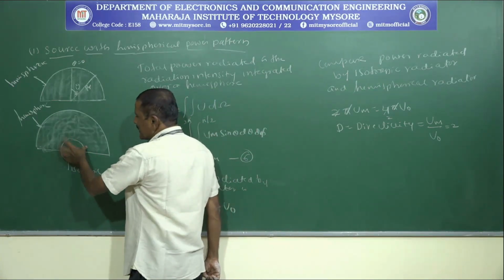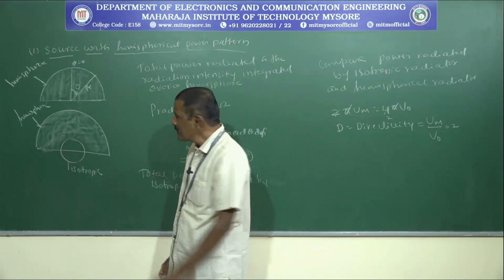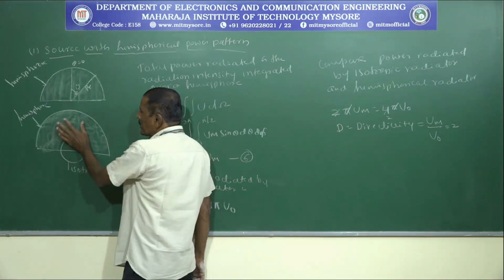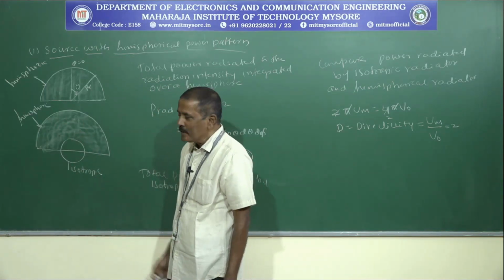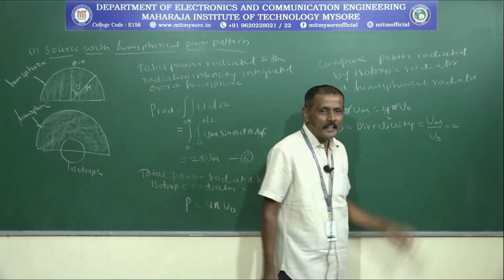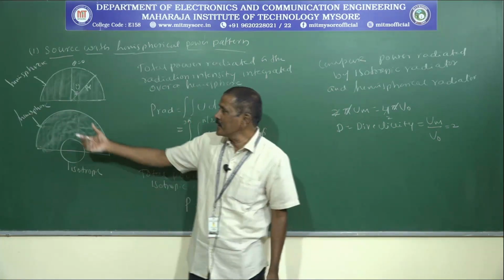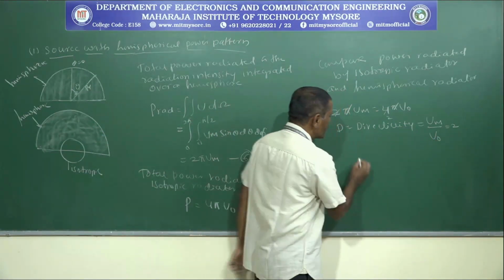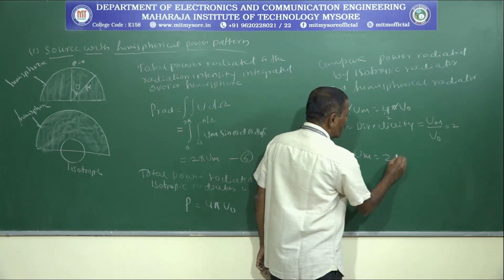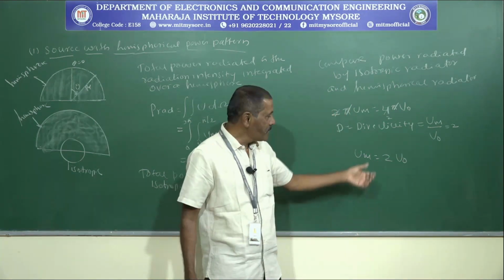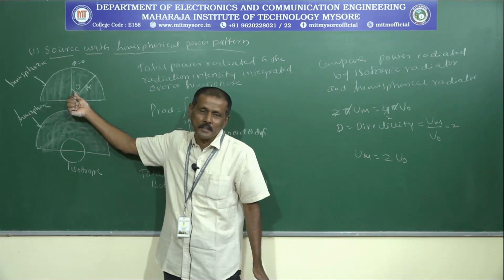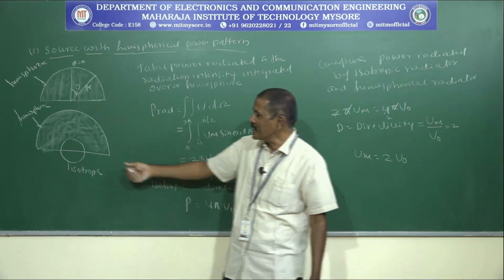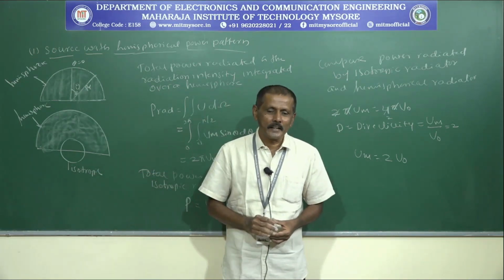So, this is what has been shown here. This is the radiation pattern for the isotropic radiator, and we are comparing it with the hemisphere. What this equation indicates is that the maximum radiation intensity of the hemispherical antenna is twice that of the isotropic antenna. So, you can write it as UM equal to 2 U0. That is, UM, the maximum radiation intensity of this hemispherical antenna, is equal to 2 times the radiation intensity of the isotropic radiator.